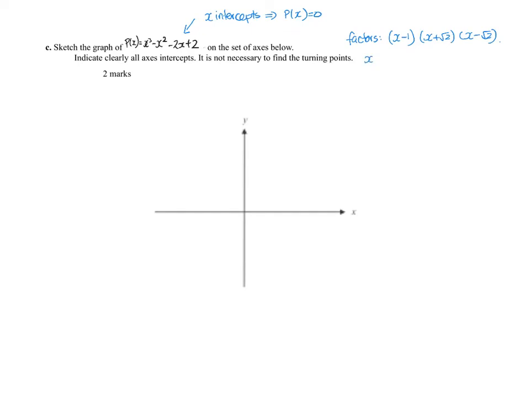So the x-intercepts, are you happy for me to say I would let all of those factors equal 0? So the x-intercepts are when x equals 1, x equals negative square root 2, and x equals positive square root 2.